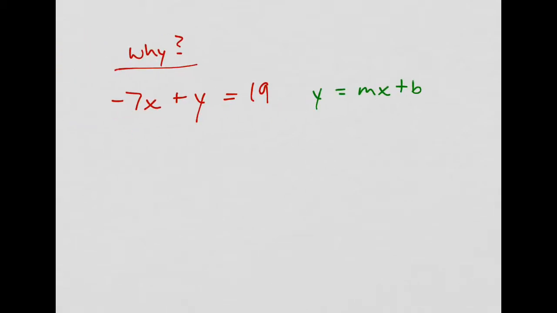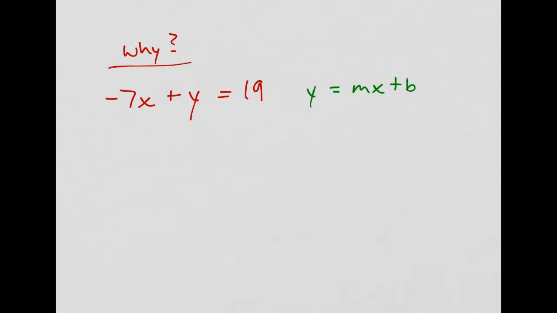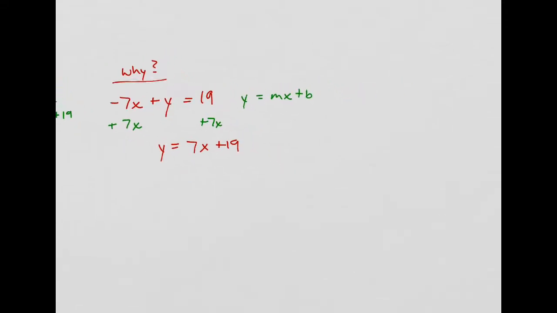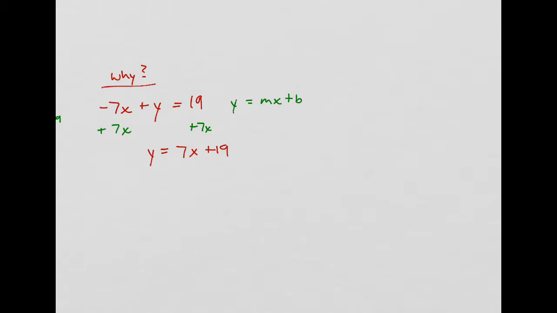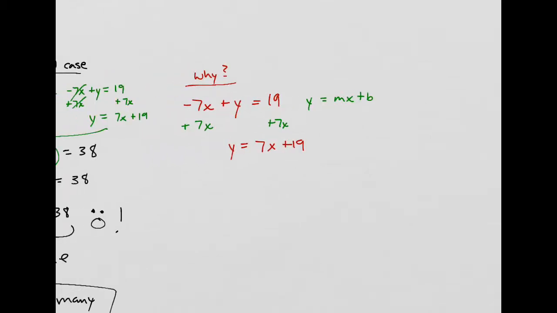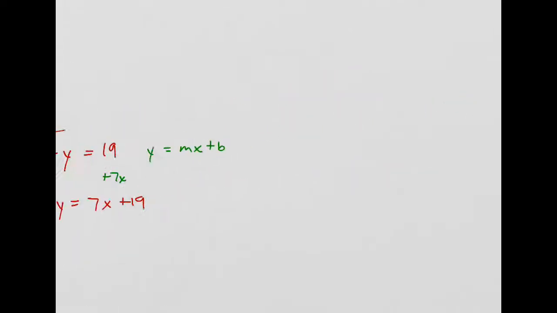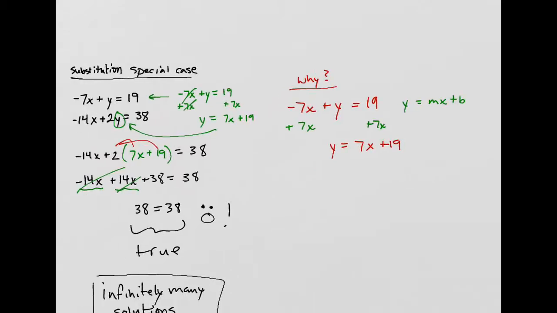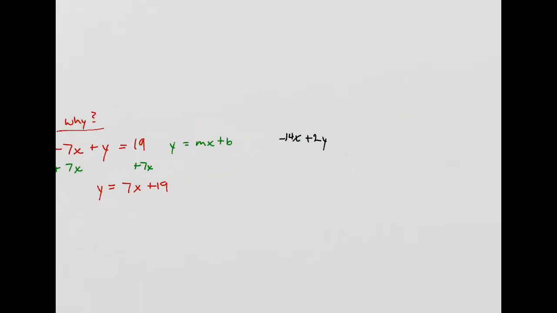All right, so that means I'd move the 7x over, plus 7x. So I just get y equals 7x plus 19. Oh, that's fantastic. So I could graph that right now. What about the other equation? Let's start with black on that one. The other equation is negative 14x plus 2y equals 38.